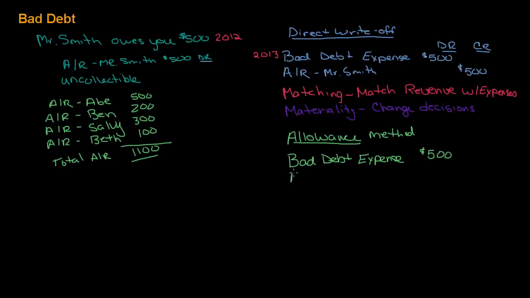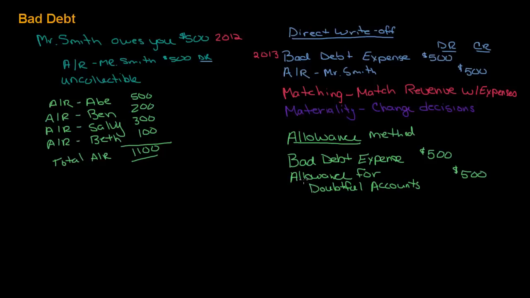I'm just going to use allowance for doubtful accounts. Sometimes you'll see it called allowance for uncollectible accounts. You'll see it called allowance, but the name that most of the texts that I've ever used call it is allowance for doubtful accounts. So I'm going to credit that 500.